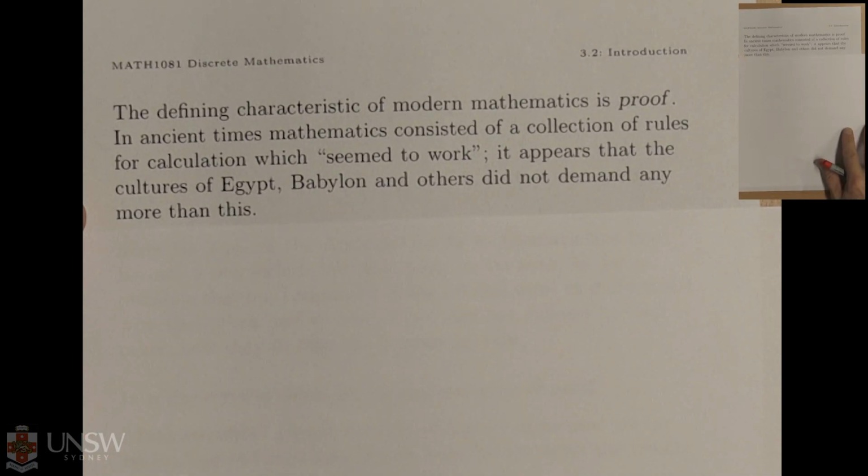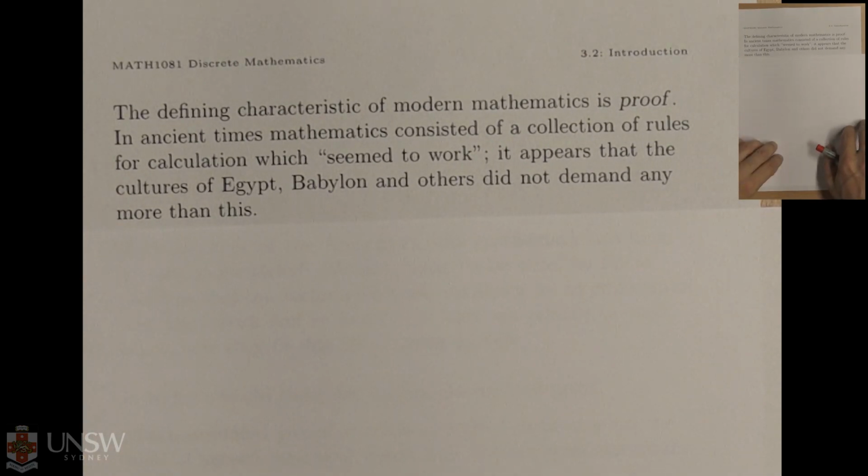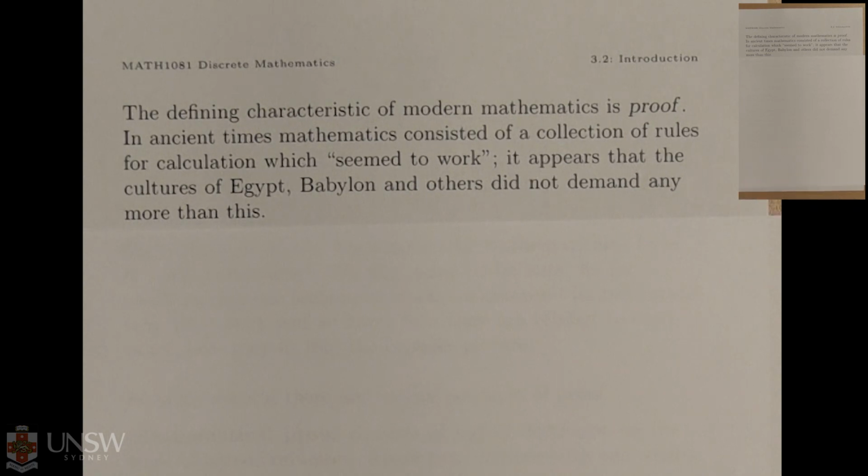If you go back to ancient times, say Egypt, Babylon, basically mathematics there was a collection of rules. They appeared to work, they appeared to give the right answer for the problems that were being asked, and it doesn't seem that they wanted anything more than that. In case that gives you a very underwhelming view of Egyptian and Babylonian maths, I'd like to just mention a couple of things that they did.